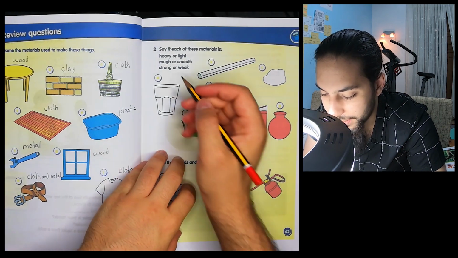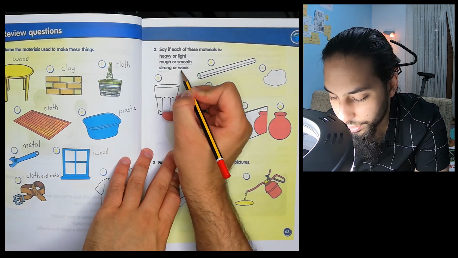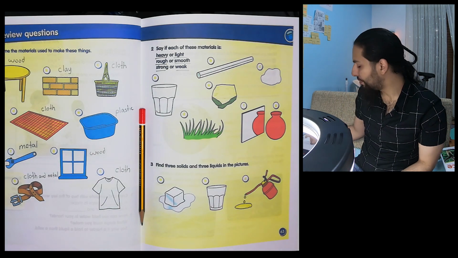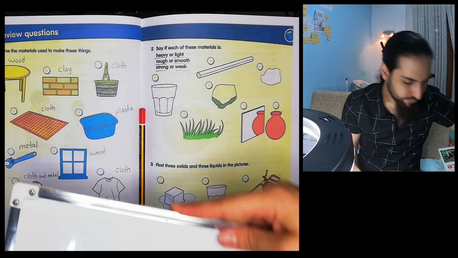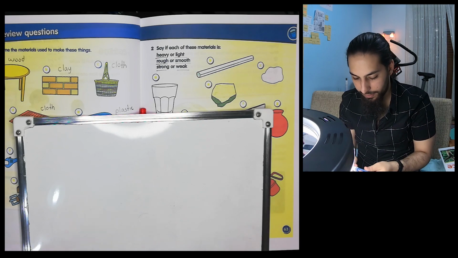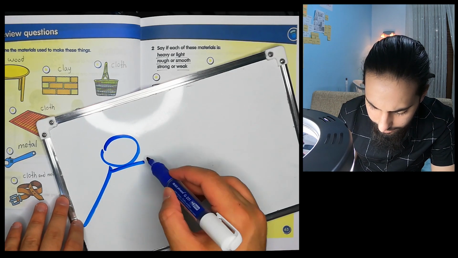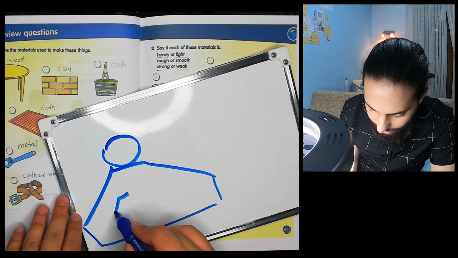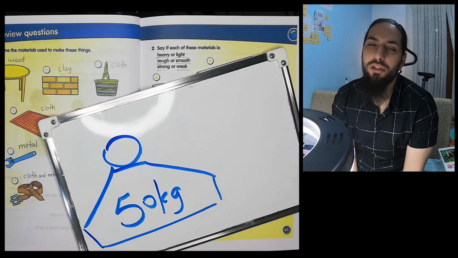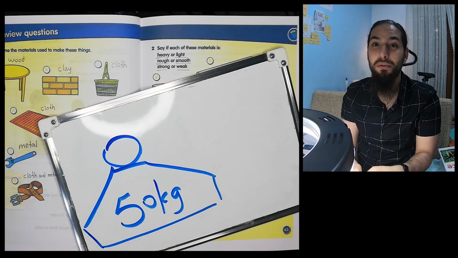Say of each of these materials if it is heavy or light, rough or smooth, strong or weak. Okay? Now, to explain all of these things, I will just try to paint a picture here on my board. Okay? So heavy is something like this. So you always find 50 kg. 50 kg. It's very heavy. So you can't carry it on your own. It takes like 3 people or 4 people to carry it.